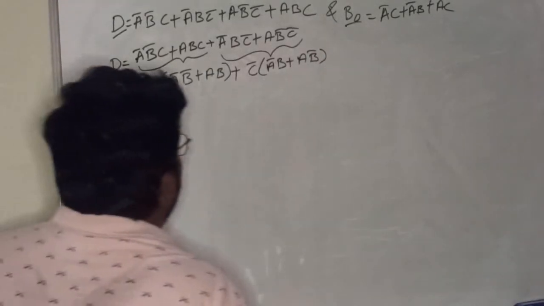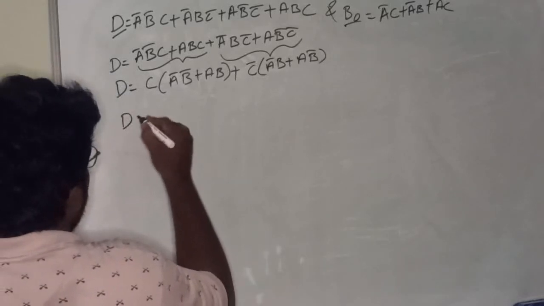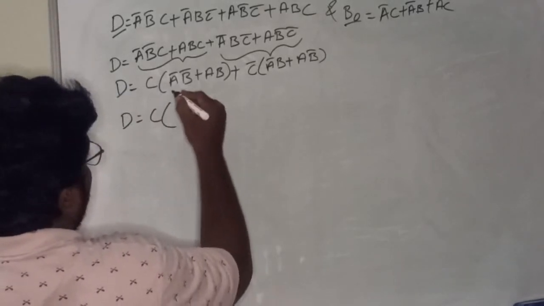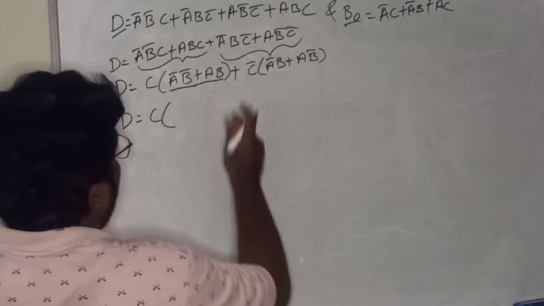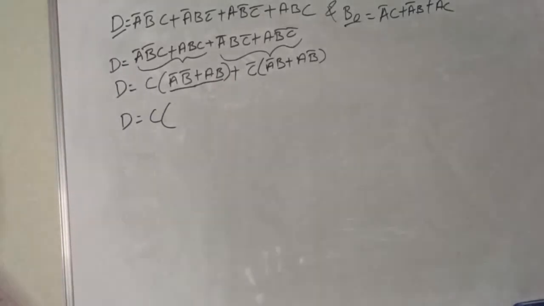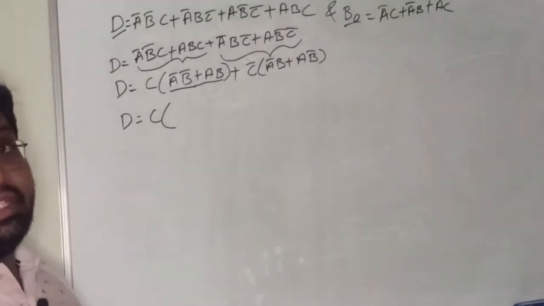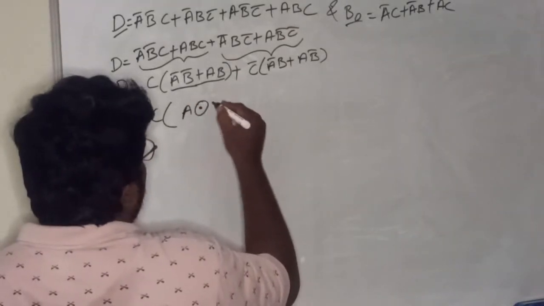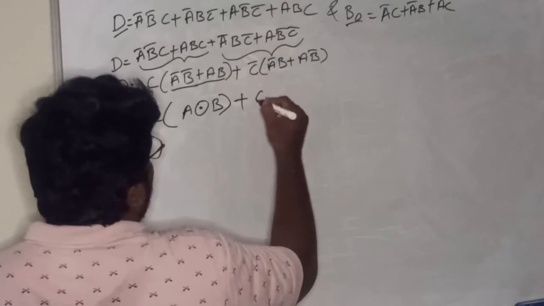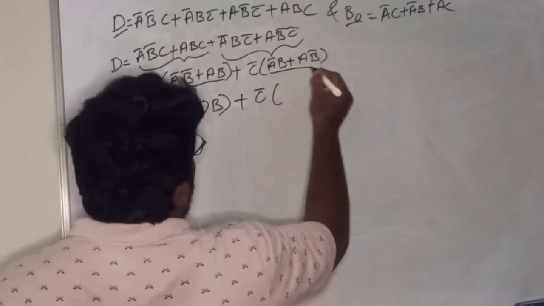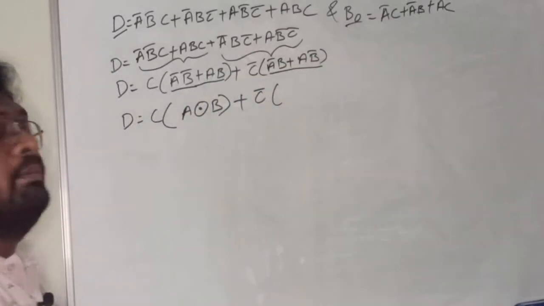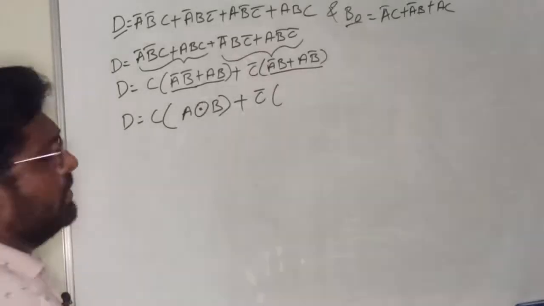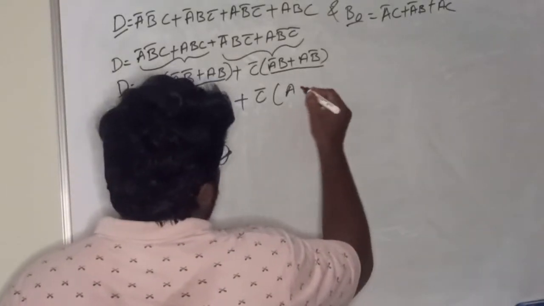So now if you observe here, D is equal to C into (A complement B complement plus AB), which is nothing but A XOR B complement, right? So that is nothing but A XOR B, plus C complement into (A complement B plus A B complement), which is nothing but A XOR B. So this is A XOR B.